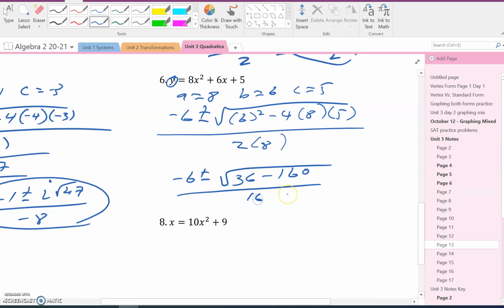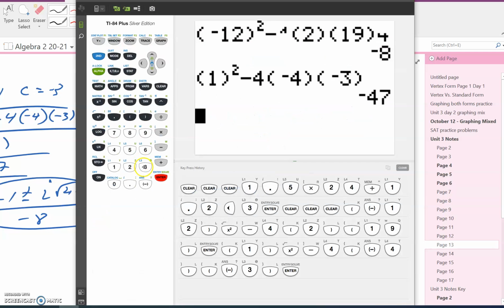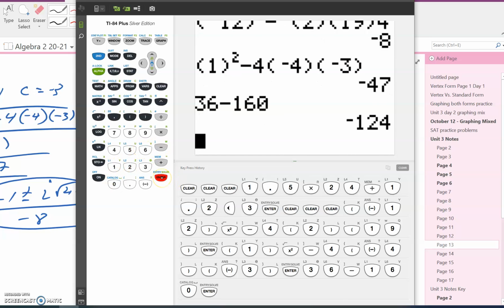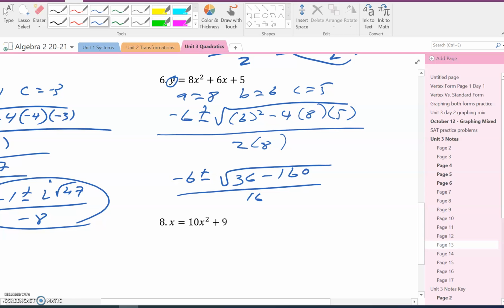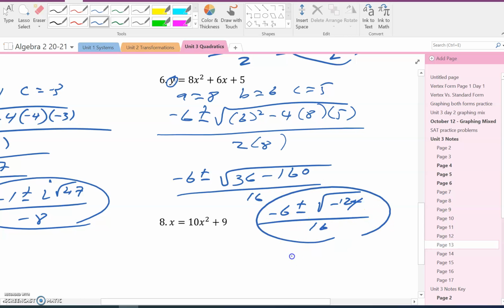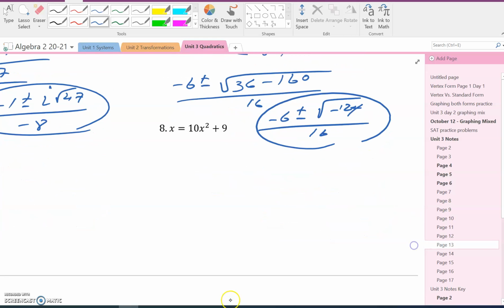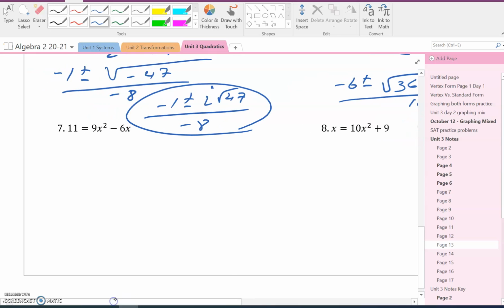All over 16. Let's see. So 36 minus 160, -124. -6 plus or minus square root of -124 all over 16. And guess what we have? Again, we could simplify that. That's going to be another negative. It's going to be another imaginary. It doesn't cross the x-axis. And we are doing quite a bit of those.